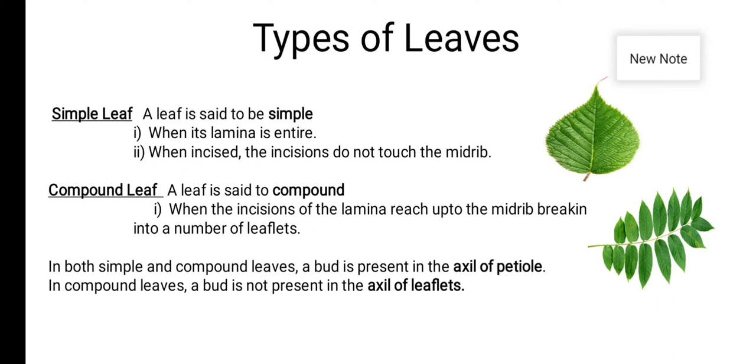But in the case of a compound leaf, a bud is present in the axil of a petiole, but a bud is not present in the axil of leaflets. In the second picture, you could see a lot of leaflets. They are joined to the midrib. The places where the leaflets join, there we don't find any buds. This is what they mean.